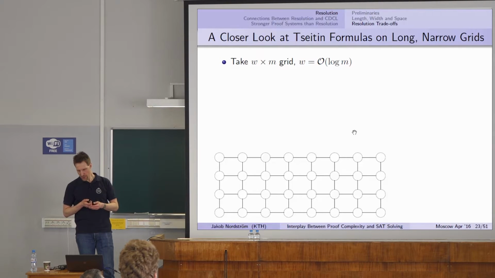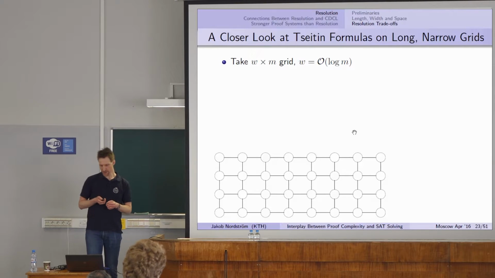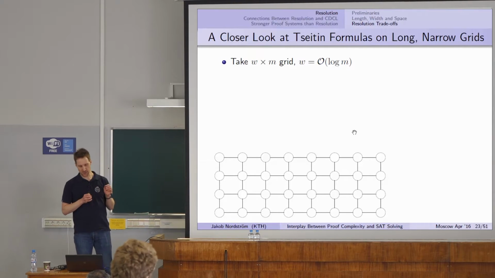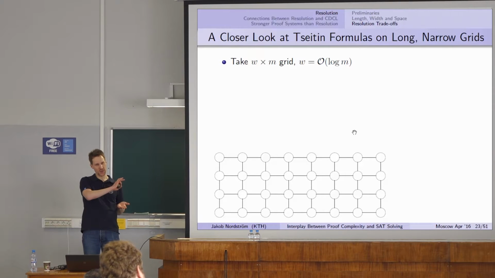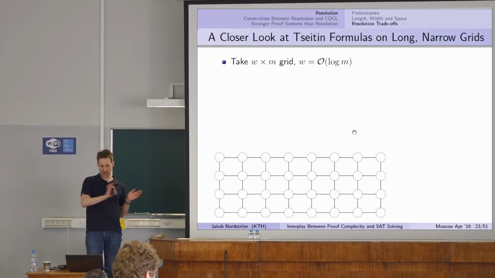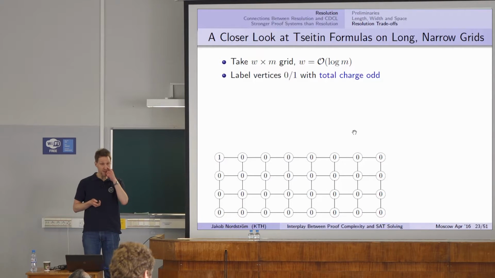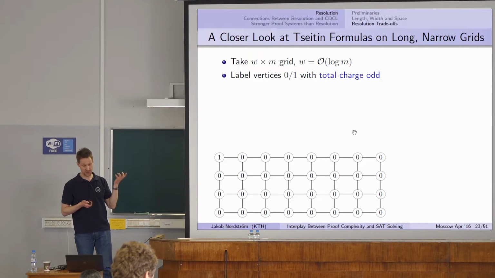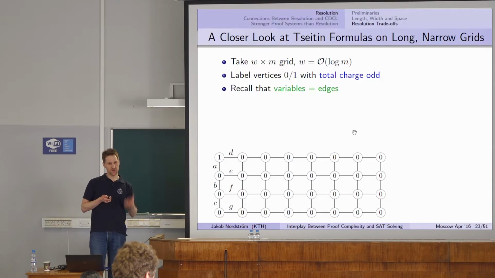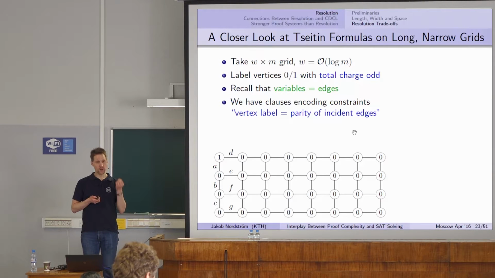But not too much. So what we're going to do is take formulas over a long skinny grid. So you should think of it as having few rows, like a logarithmic number of rows and a linear number of columns. And then remember, we want this odd labeling. So we have one vertex labeled 1, all the others 0. And then remember that variables are edges, and that we write down clauses encoding the parity constraints.